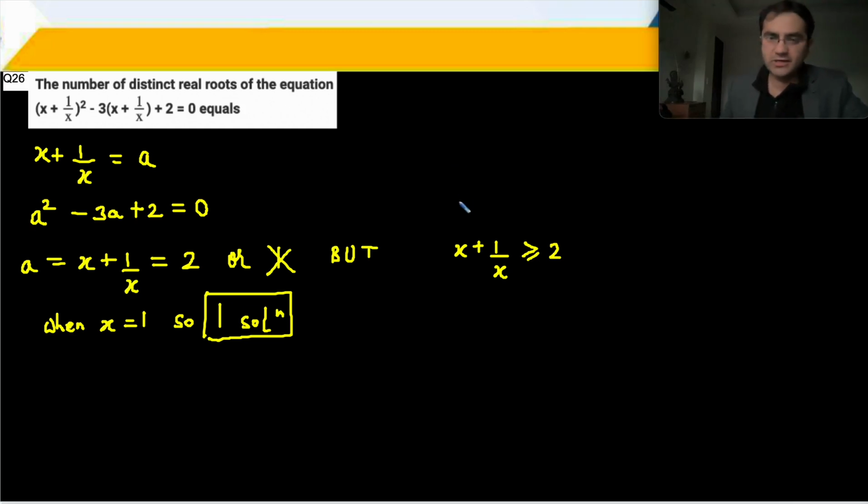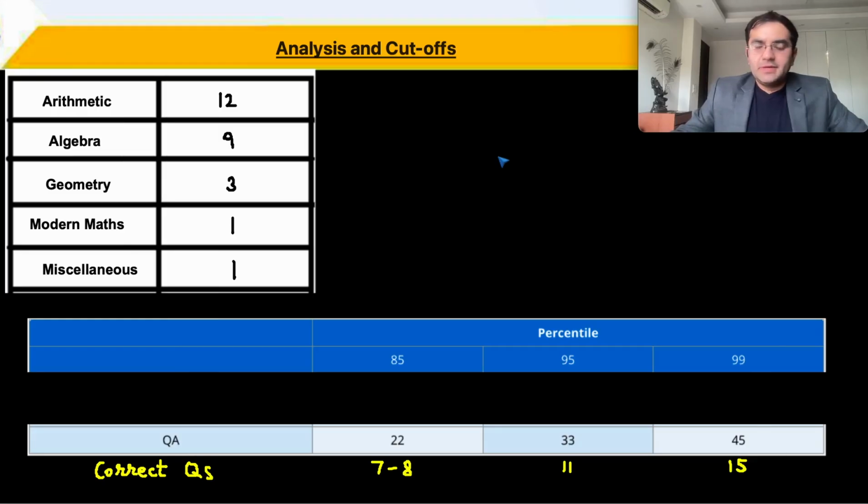The starting was straightforward, but it contained a result from AM greater than or equal to GM, and that is the answer. A beautiful time to analyze the paper and check, estimate where you could have reached, and what the paper was like. As you can see, the paper was very heavy in arithmetic and algebra. So no matter what, we find that almost all exams are heavy on arithmetic, and CAT contains a large amount of algebra as well.